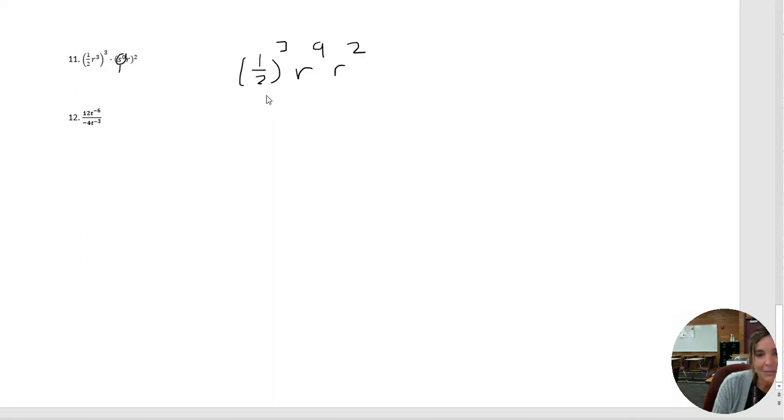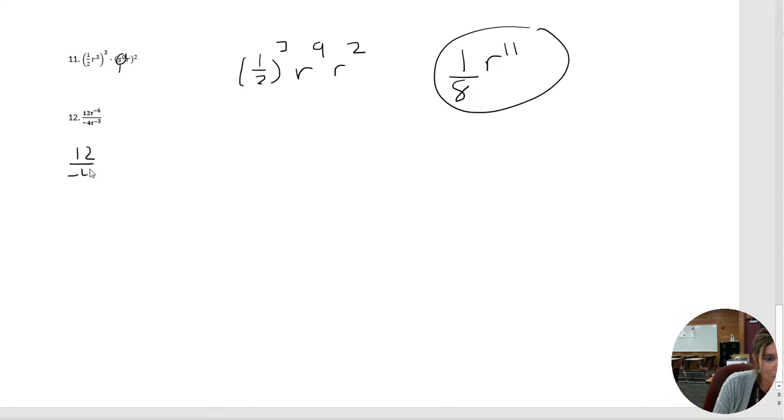So 1/2 times 1/2 times 1/2 should be 1/8. And then r to the 9th times r to the 2nd should be r to the 11th. So that's your final answer on that one. And then number 12, we have a 12 over a negative 4, so we need to simplify that. And then we have a t to the negative 6 over t to the negative 3. So 12 divided by negative 4 is a negative 3.